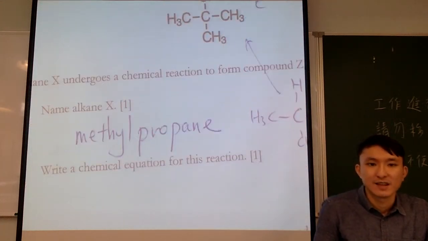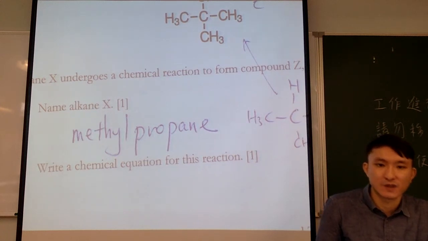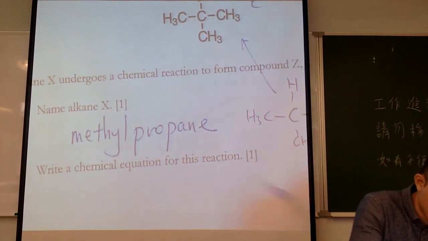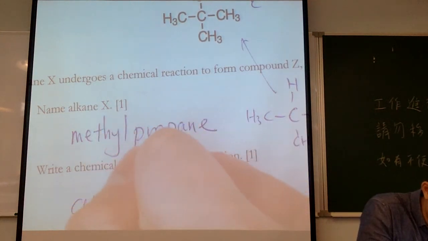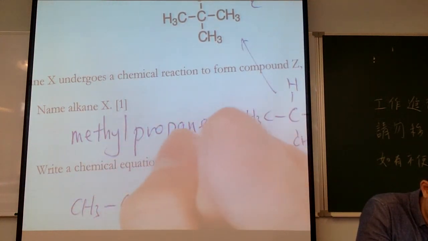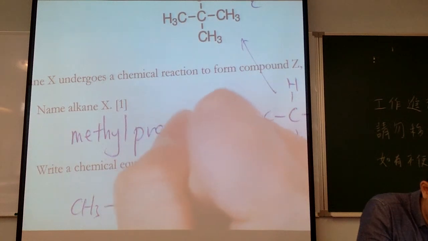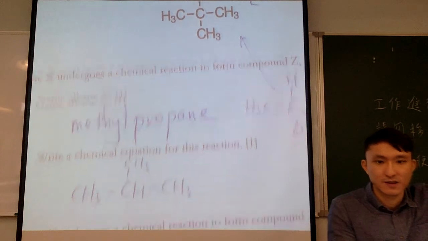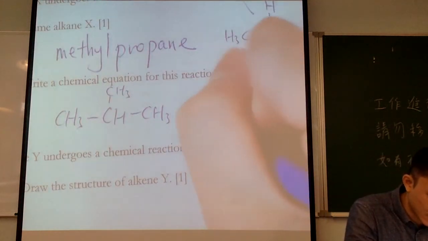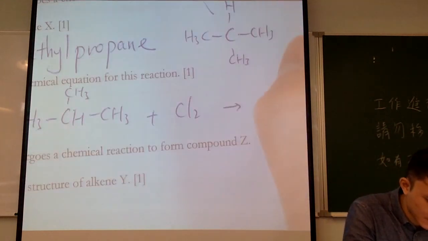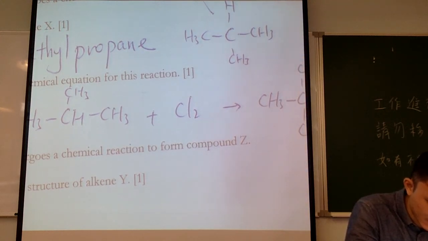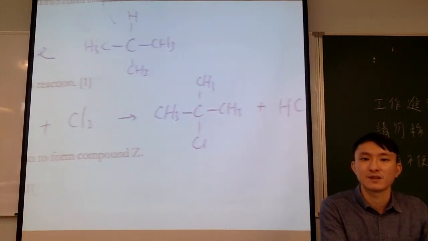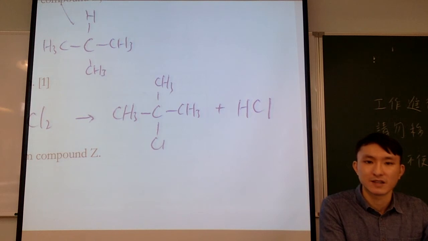Okay? Now write a chemical equation for this reaction. Then, okay, you can put down CH3CH(CH3)CH3 reacts with chlorine to form CH3CCl(CH3)CH3 plus HCl, okay? All right?